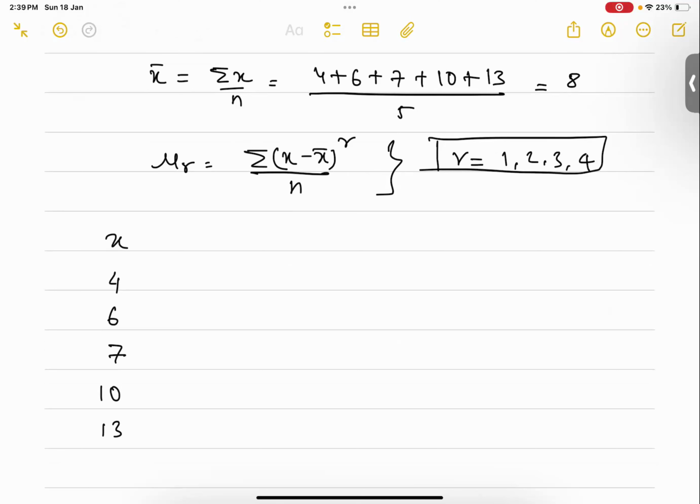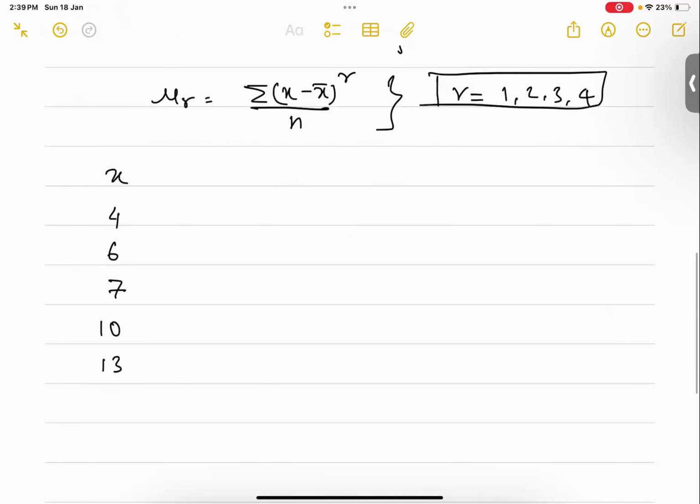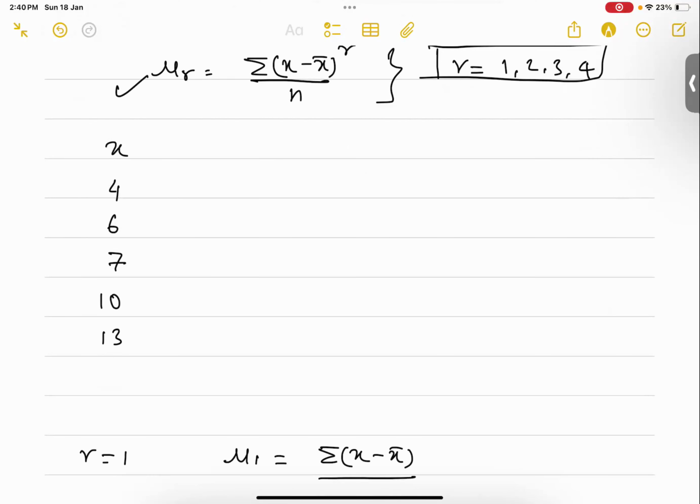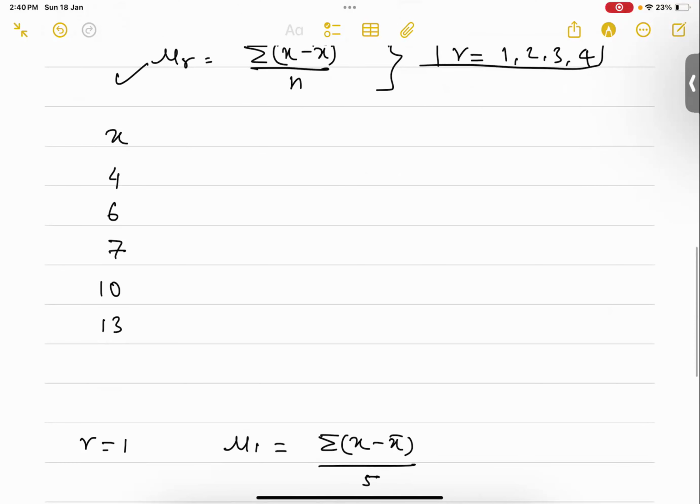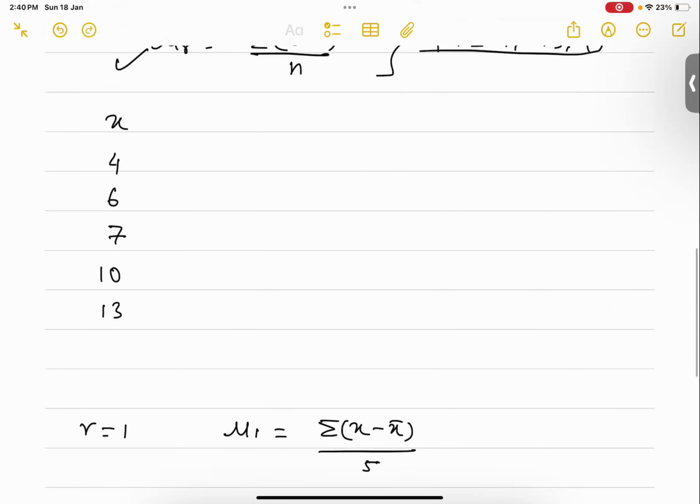Now summation is besides x minus x bar. You should never mug up what columns we need to make. Never ever do that. That is always specified by the formula. Now the formula says summation. Don't call this sigma, call this summation. So summation is besides x minus x bar. Wherever there is summation, that particular column is supposed to be written.